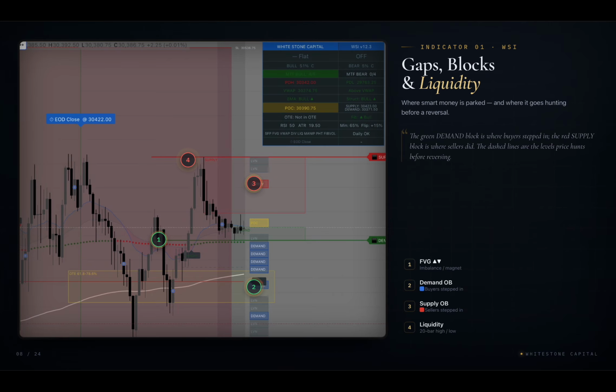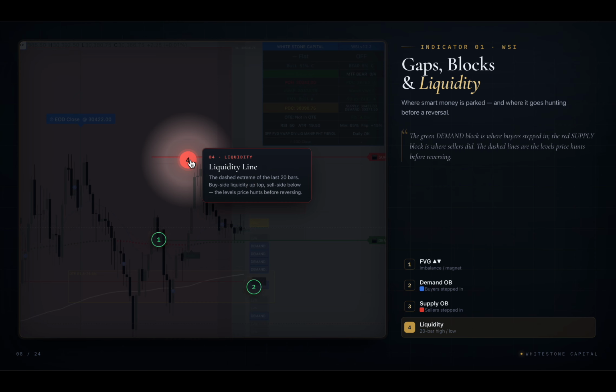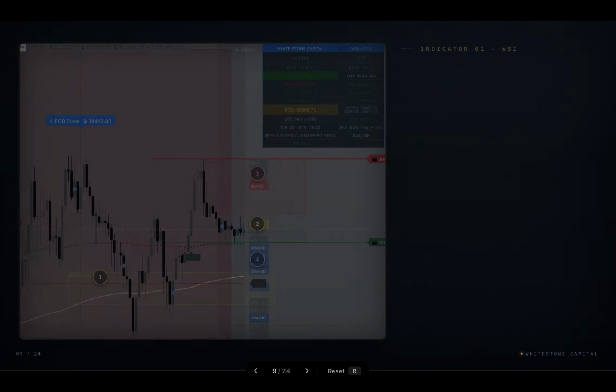So these boxes that are labeled fair value gaps are imbalances where price moves so fast that it skipped a zone, and price tends to come back and fill them. The bigger boxes are the order blocks. The green demand block is where buyers stepped in hard, and the red supply block is where sellers did. That's where smart money is parked. And these dashed lines are liquidity. The highest high and the lowest low of the last 20 bars, the levels price hunts before it reverses.